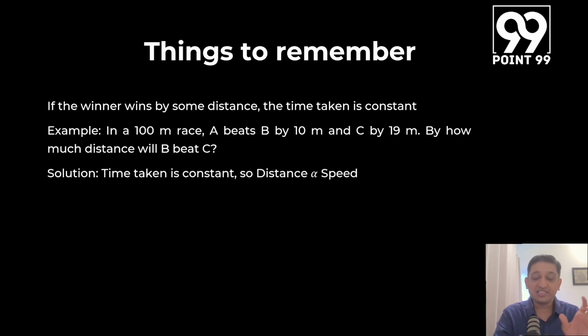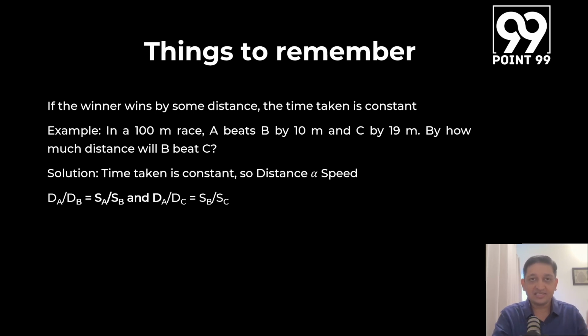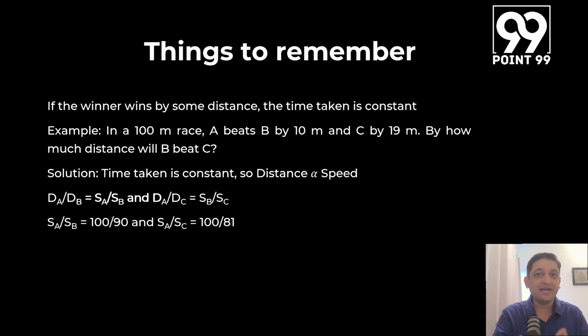So in this context, if you look at the first case, you will see that dA upon dB, distance covered by A divided by distance covered by B, will be the same as speed of A upon speed of B, because we know distance is directly proportional to speed. In the second case, we know that dA by dC is equal to SA by SC. Now in this context, if you just plug in the values, you will be able to understand the ratio of SA by SB and SA by SC.